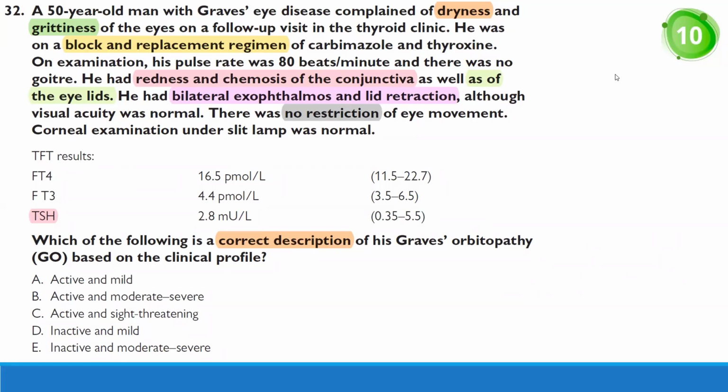Another question, and actually this is from the Atlas book, the second edition. This is one, and the previous one.